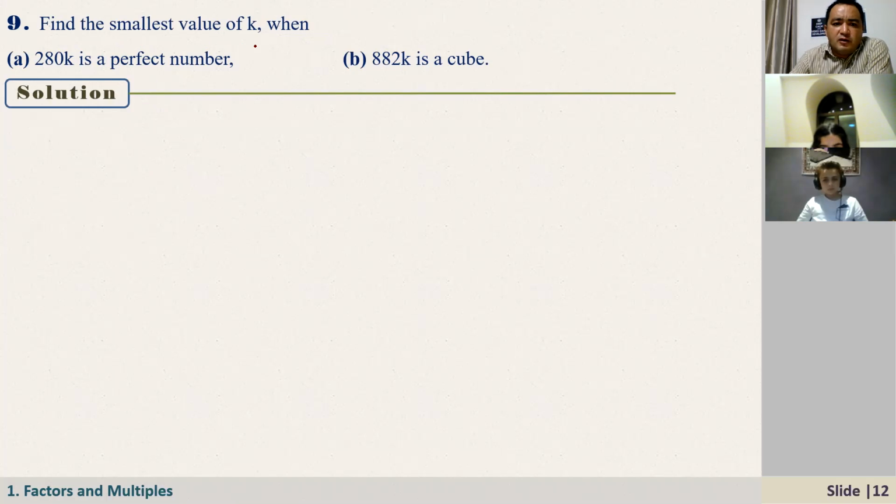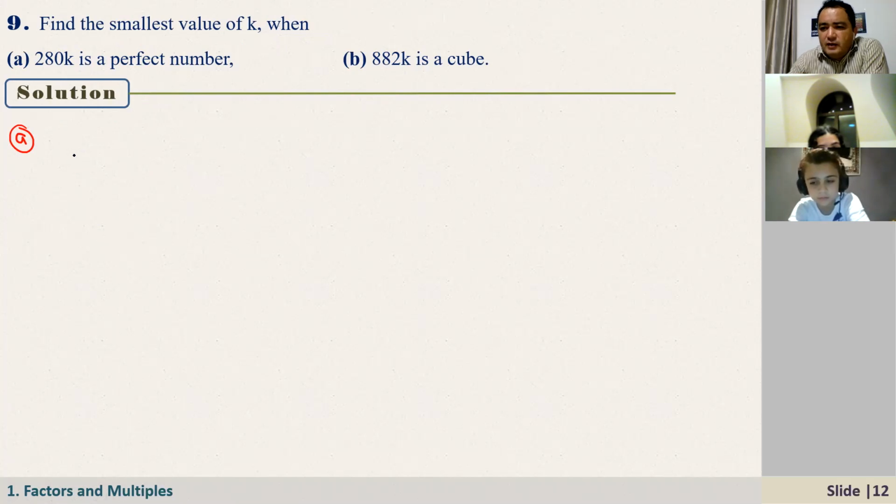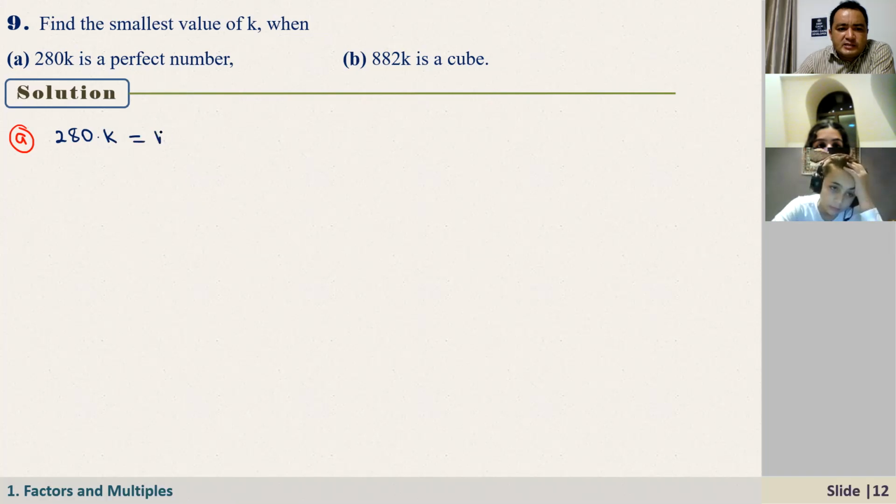So find the smallest value of k when 280k is a perfect square and 882k is a cube. Selin, do you remember we solved a similar question? So can you tell me how you solve this now? We are assuming that 280 times k is a perfect square. What does it mean? It is a square of some natural number m.